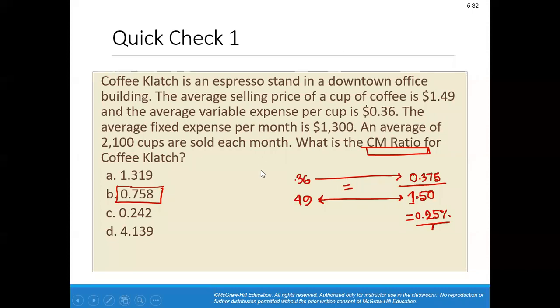Is it 0.758 from your calculation? Yes, no, yes.